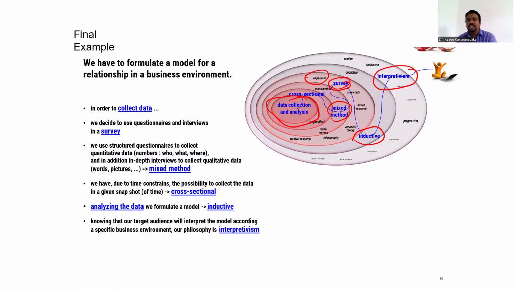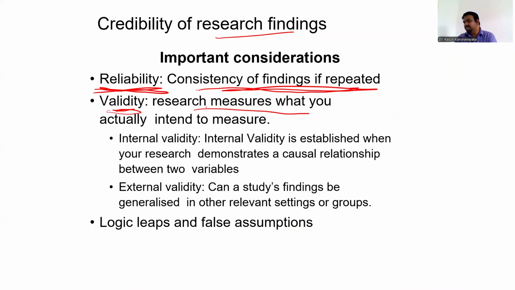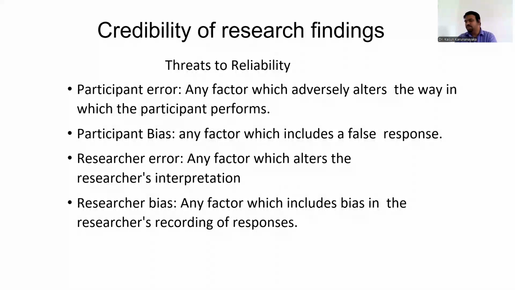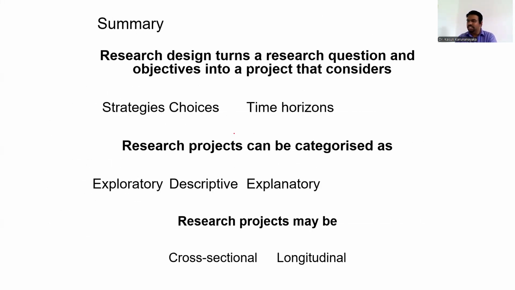So I hope you have received good understanding. Since we do not have enough time, I will not go into this, but assume that when you conduct a research, you need to find consistency if repeated. That is called reliability. And the validity, which means you need to make sure that your research measures what you actually intended to measure. So reliability and validity is an important thing. There are some threats to reliability. I will share these slides so you can go through these things.